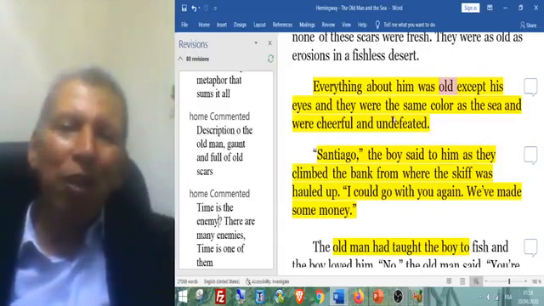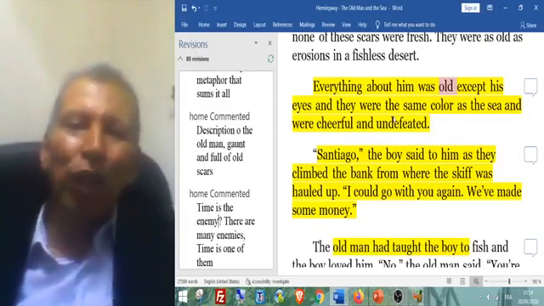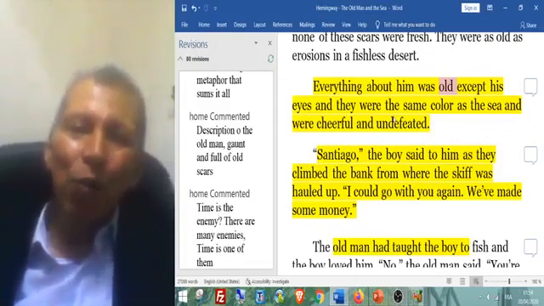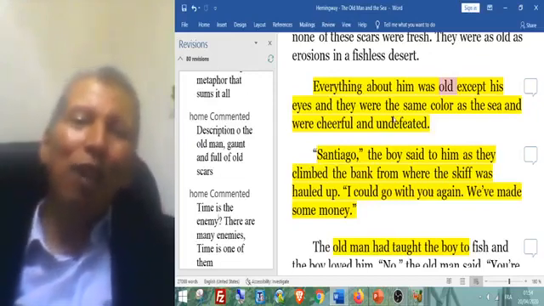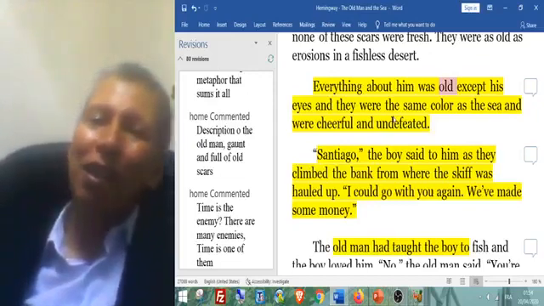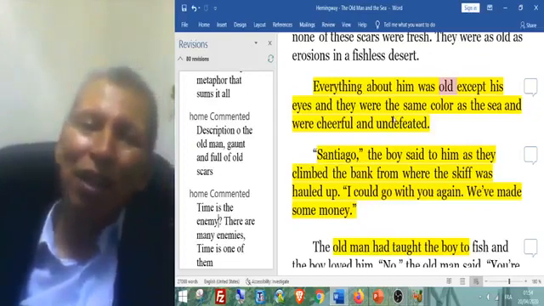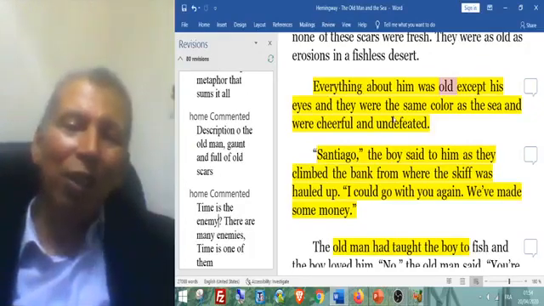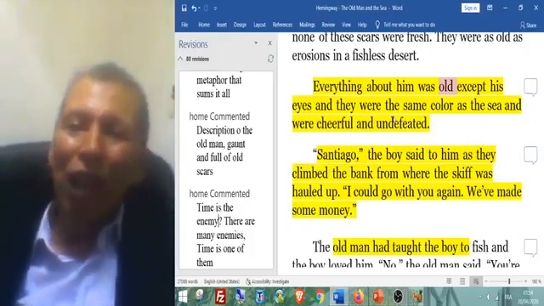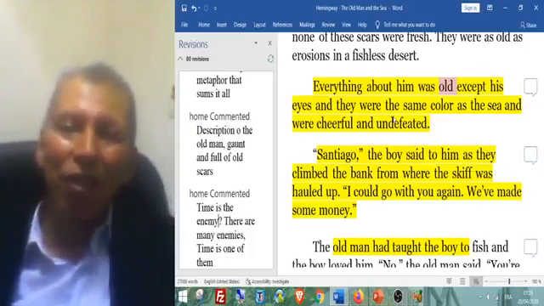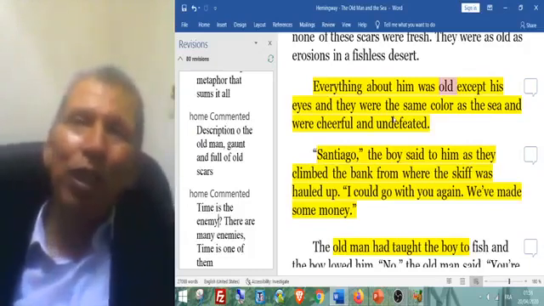Everything about Santiago was old except his eyes. One thing positive and many, many things negative, except his eyes. The eyes, they say, are the windows of the soul, and they were the same color as the sea. They were blue, they were clear, they were natural.